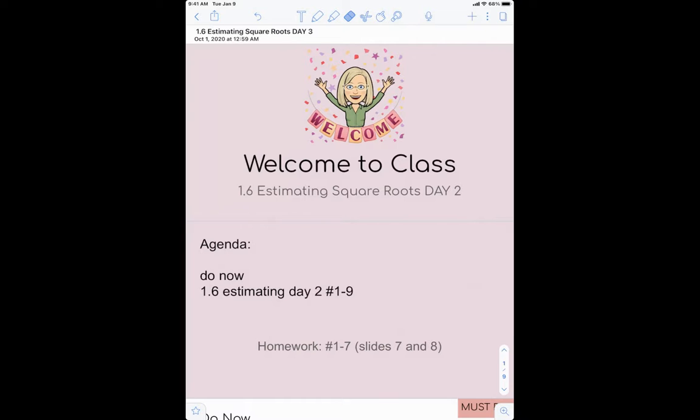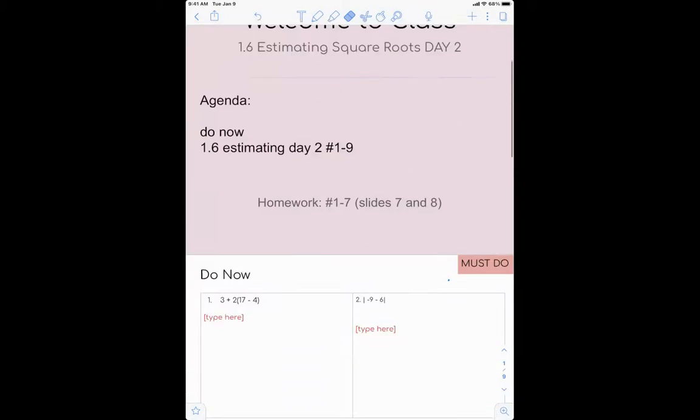For our agenda, we're going to complete our do now, and then we're going to look at estimating problems. There are 9 of them, and then you can start your homework. It is in this Google Slides presentation, on slides 7 and 8, and it's nice review problems.